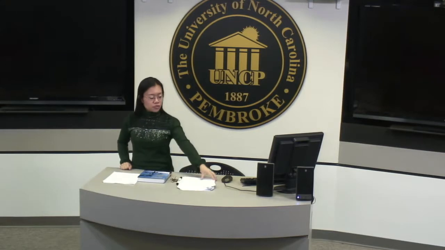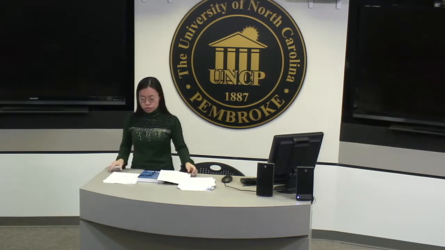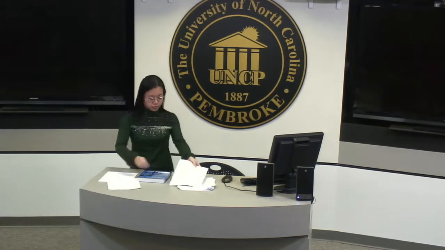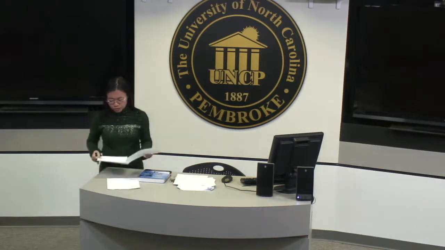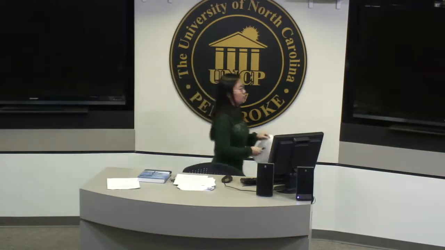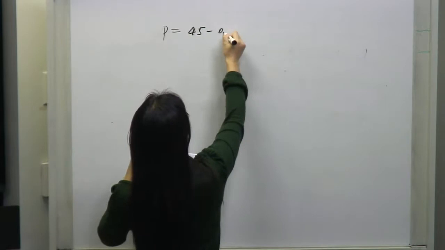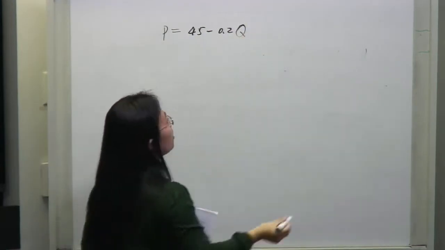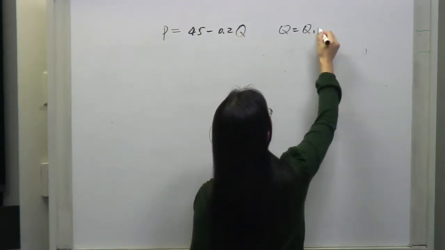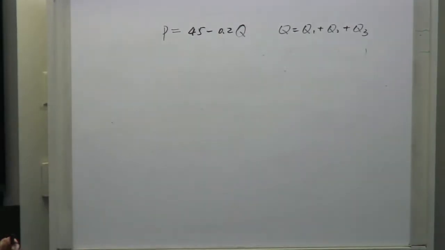Okay, so now, since you guys played really well, let's solve it mathematically and see what the equilibrium output is, and see how close you were. So we have 3 companies instead of 2 now. The information we have from the market is P equals 45 minus 0.2Q, and Q here is equal to Q1 plus Q2 plus Q3. This is the information in the market.